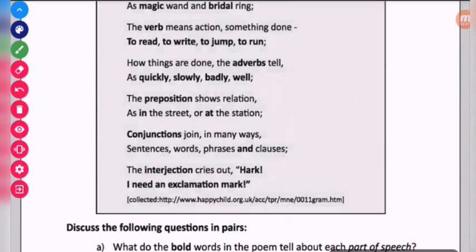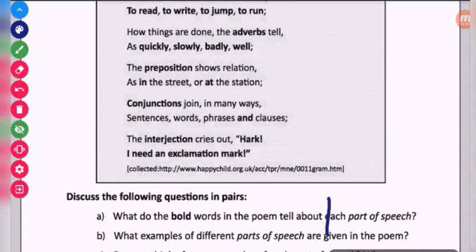Conjunctions join in many ways: sentences, words, phrases, and clauses. The interjection cries out, "Hark! I need an exclamation mark."